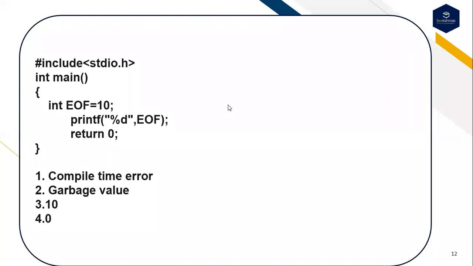This is the fifth question. int main, int EOF is equal to 10, printf. I'm trying to print the value of EOF. These are the following options. First option is compile time error. Second option is garbage value. Third option is 10. And the fourth option is 0. You can pause this video and predict the output of this code.